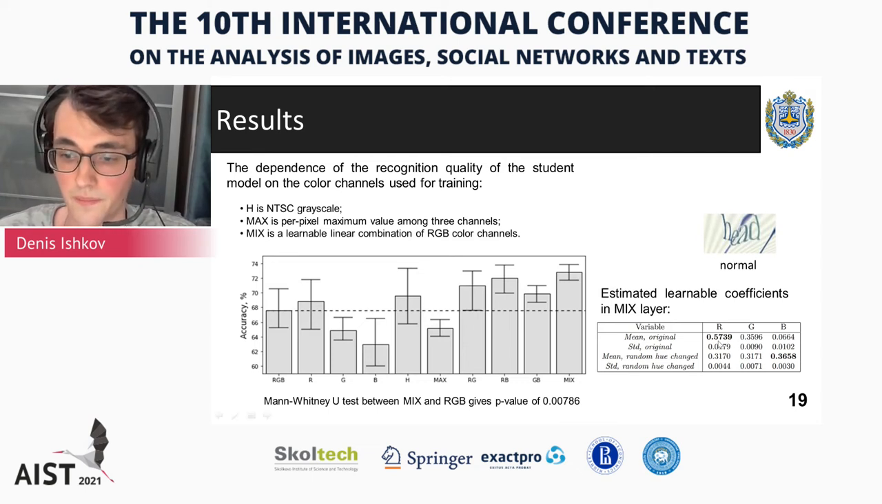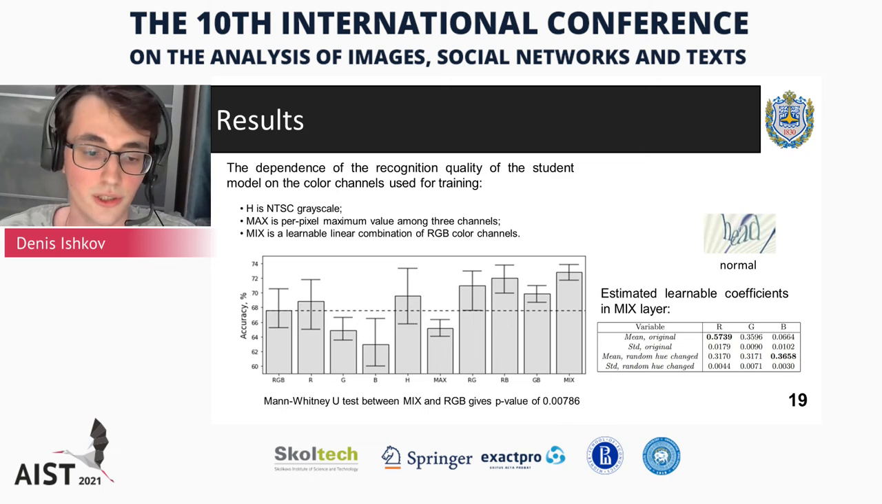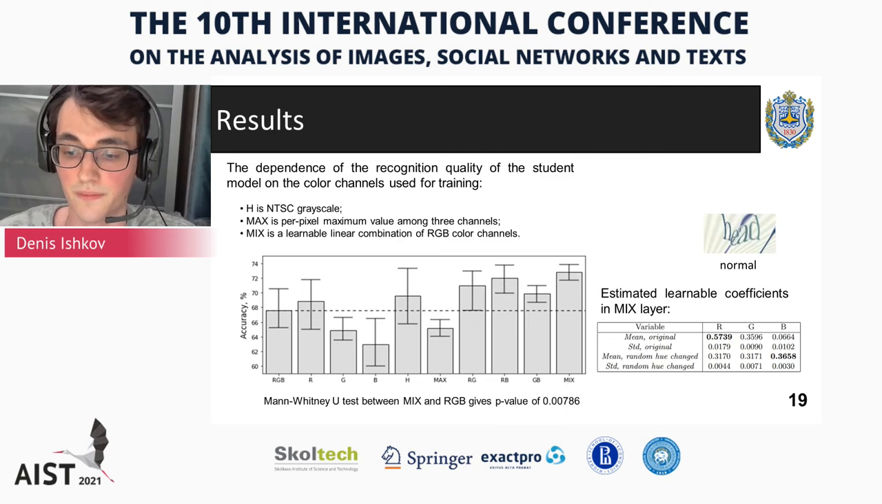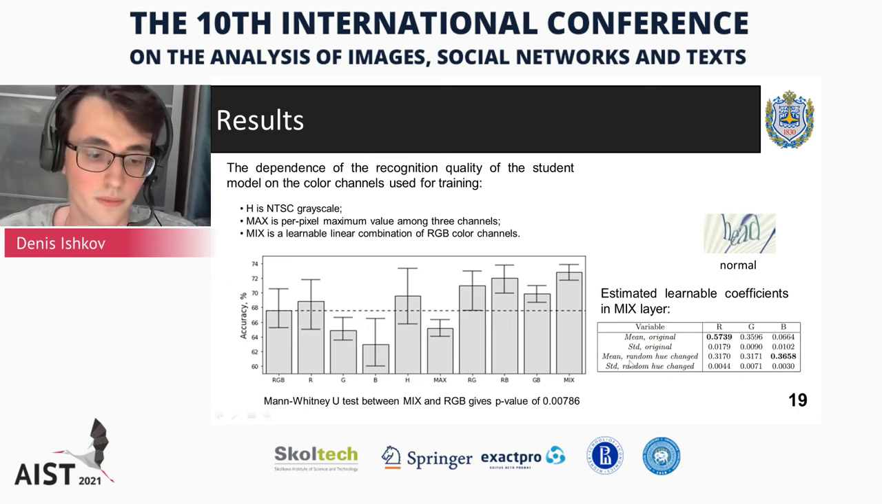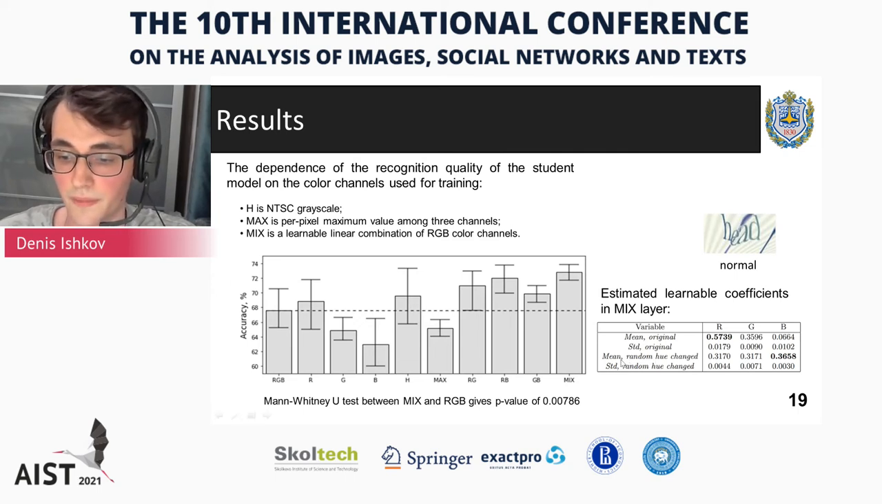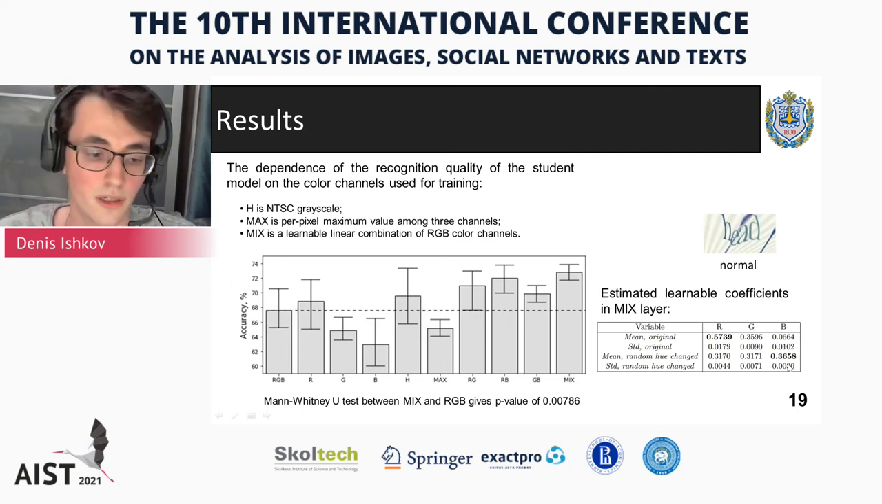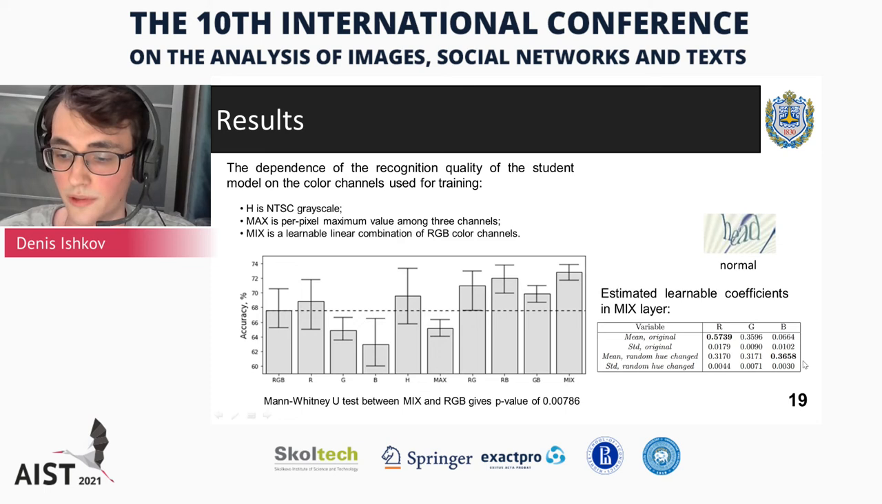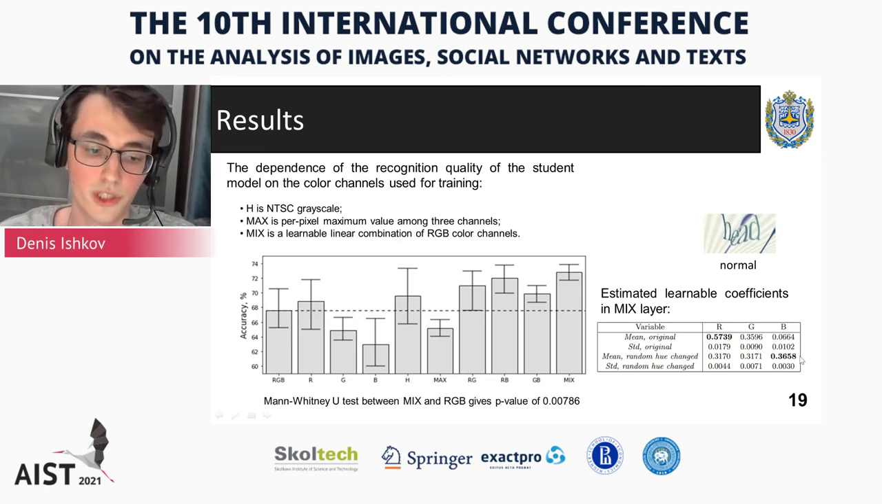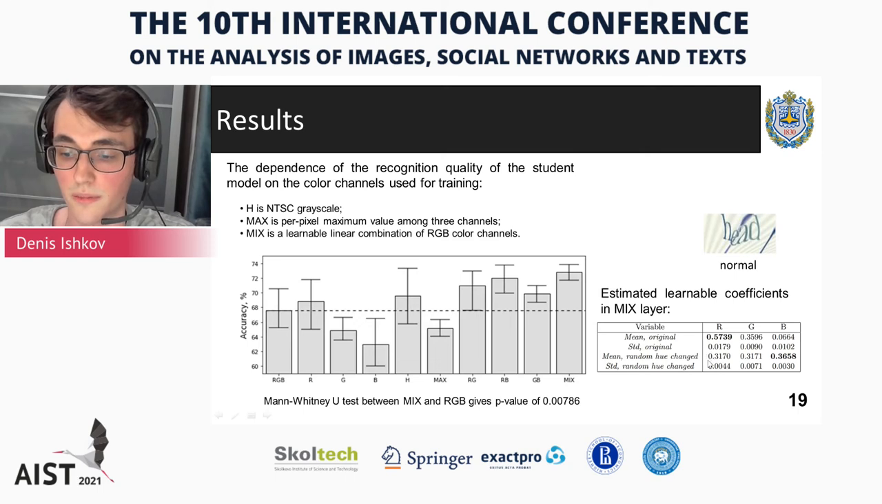Also, we investigated the case when malicious users can train a smaller model only on this one color channel, and we decided to think about some ways to prevent such scenarios. We also trained the same model with the same time budget on hue diversity images. So we randomly change the hue of the image. And this results in what you can see: the magnitudes of channel importances somehow became more uniform.